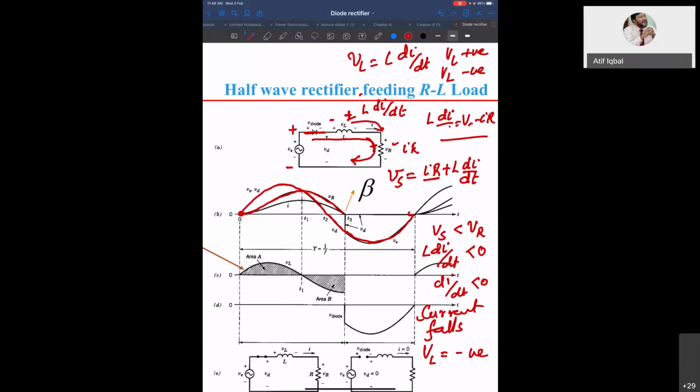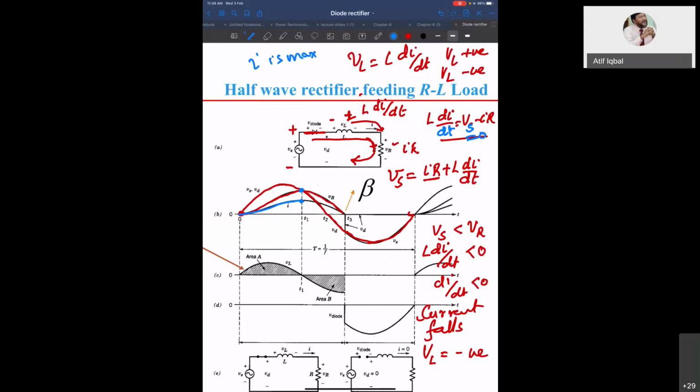So this is the current at this point when my VR and Vs both are equal. When VR and Vs are equal, what will be di by dt? L di by dt? Zero. Exactly. It will be zero. So when L di by dt is zero, that means the rate of change of current is zero. That means I is maximum.